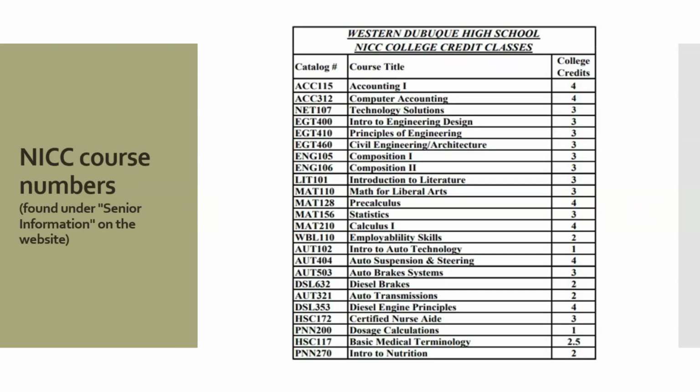When you apply to college, they will likely ask you for the college classes that you've taken while in high school. You can find this document on the counseling office website under senior information. This has the college course numbers and names and how many credits the class is worth.